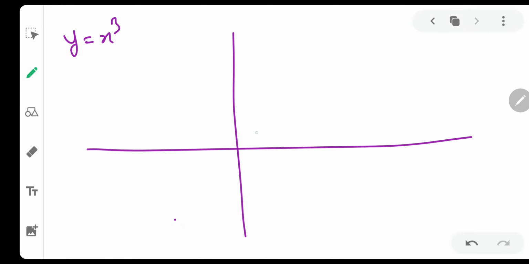Y is equal to x cube. Now you are going to enjoy this even more. Y is equal to x cube is something like this. Okay, this is the graph. Y is equal to x cube. Now is it symmetrical about y-axis? Not a chance. To the right of y-axis it is going up, and to the left of y-axis it is something else. Is it symmetrical about origin? Let us check. Yes, to the right it is something like this, and to the left it is exactly the same. One is going up, one is going down. It is symmetrical about origin.